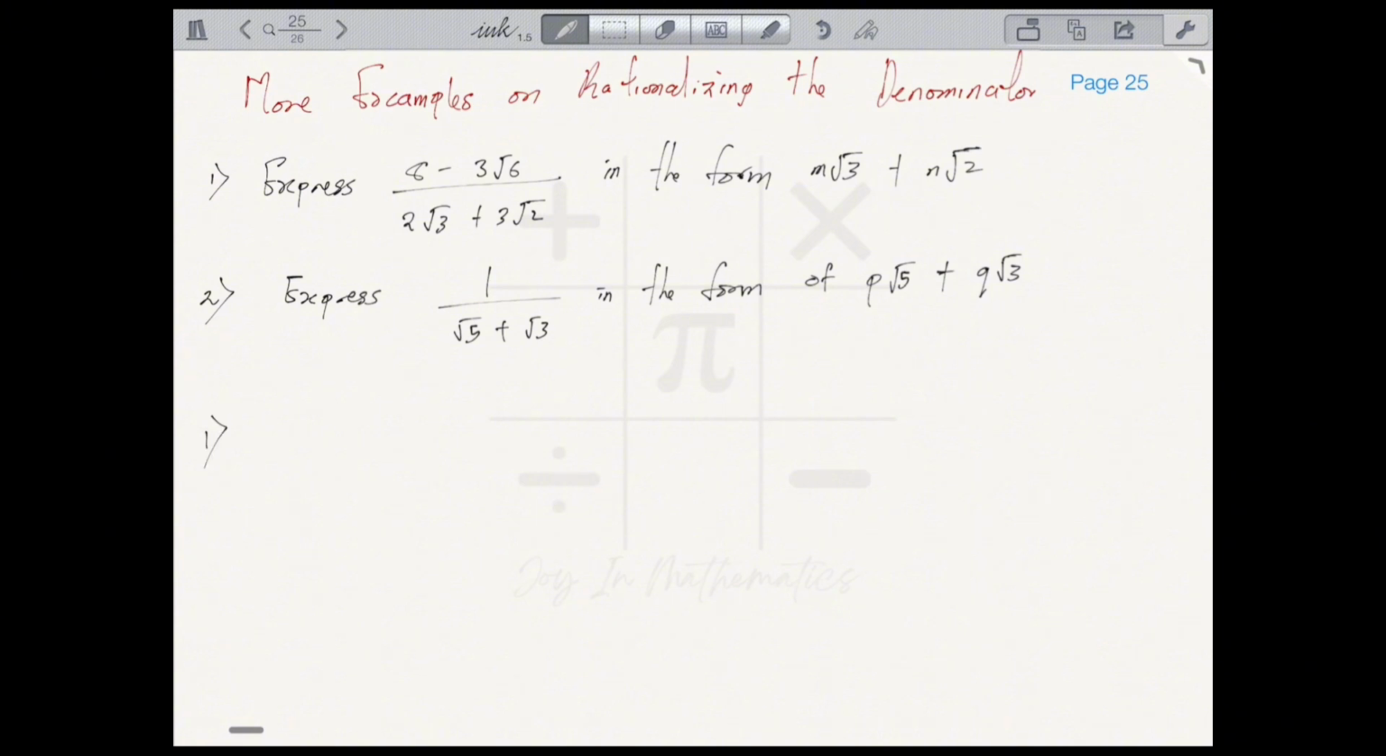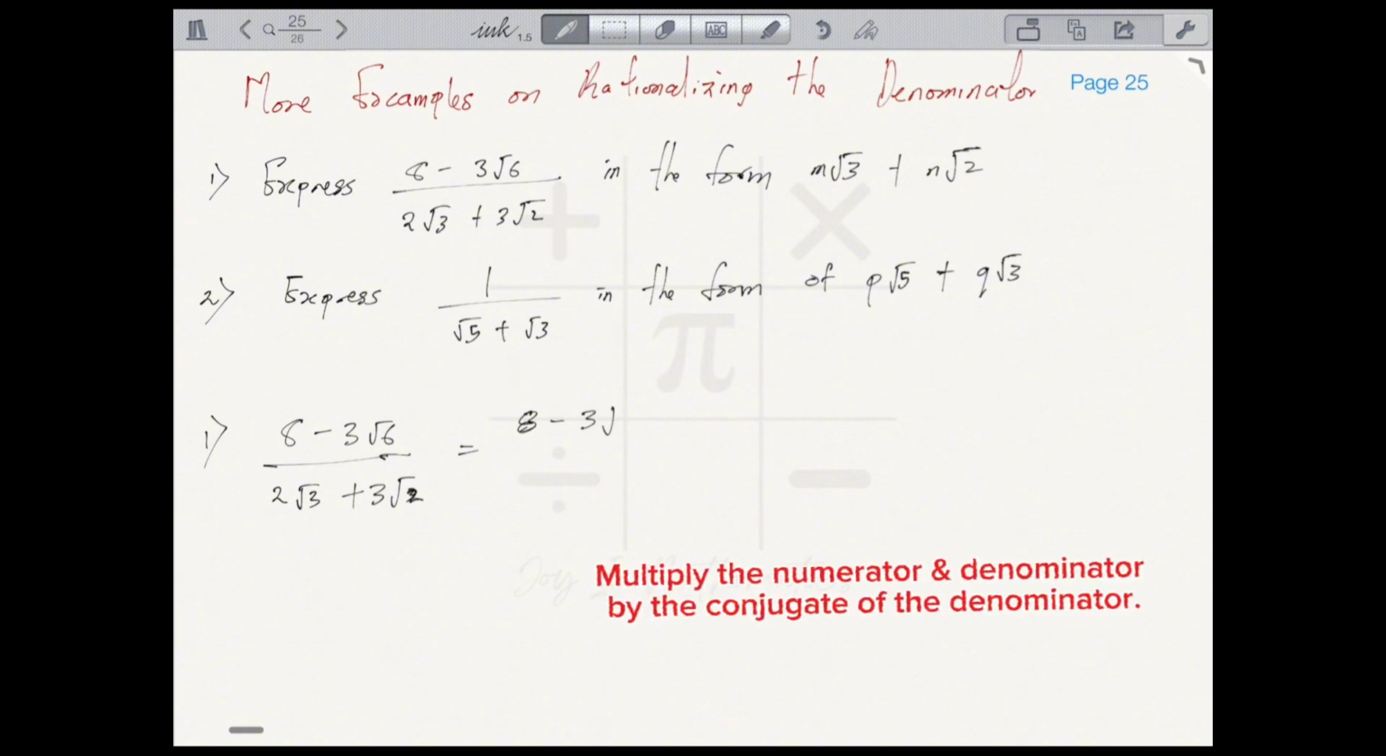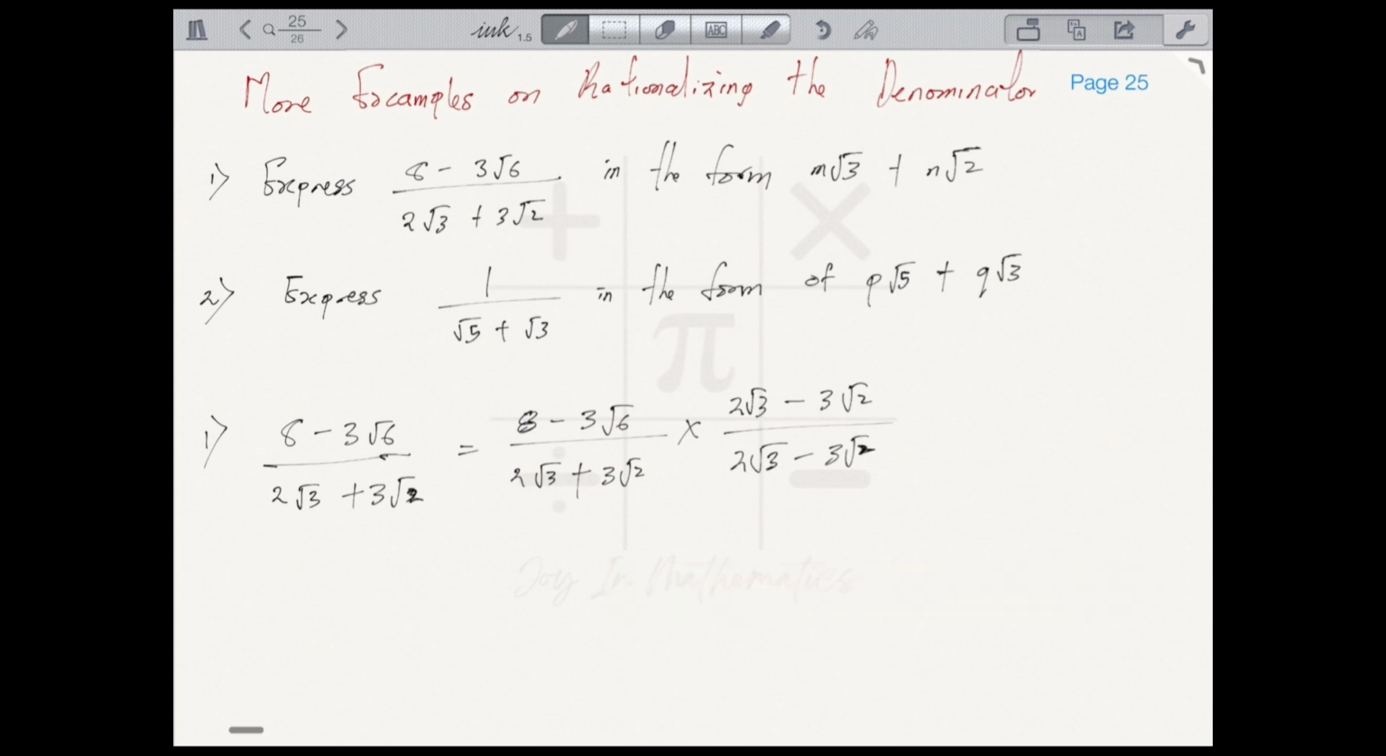Now express this, 8 minus 3 root 6 divided by 2 root 3 plus 3 root 2. Make sure you challenge yourself in solving this, okay? And let's see. So what we are doing is to multiply the numerator and the denominator by the conjugate of the denominator. Now the conjugate of the denominator in this case is 2 root 3 minus 3 root 2, and likewise multiply the denominator by it.